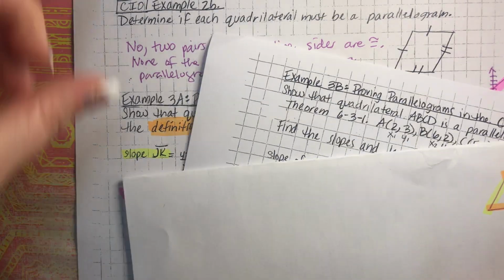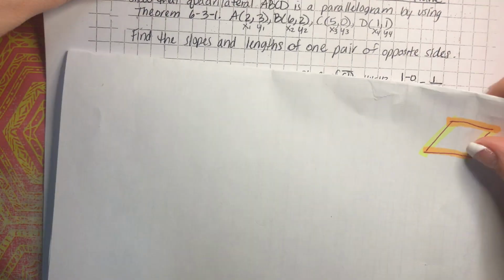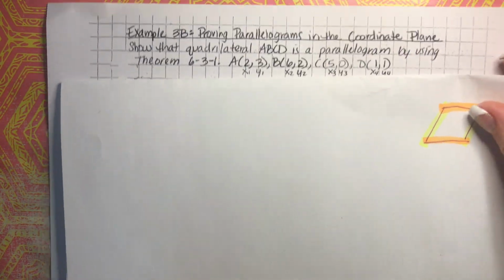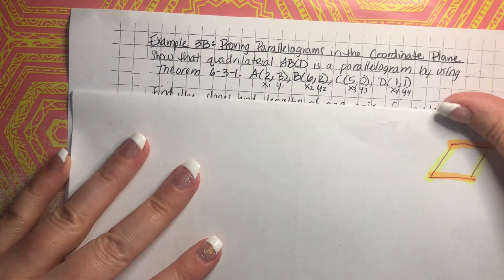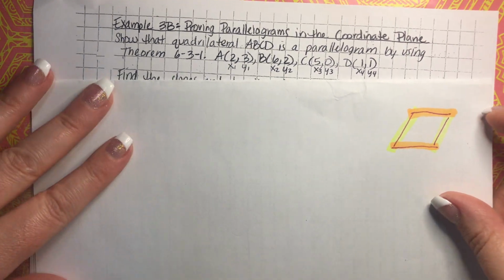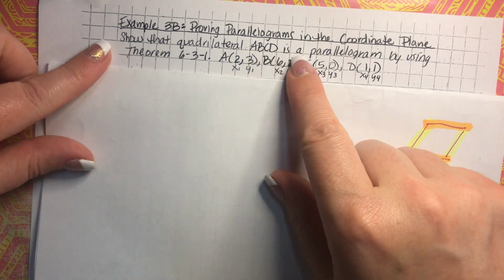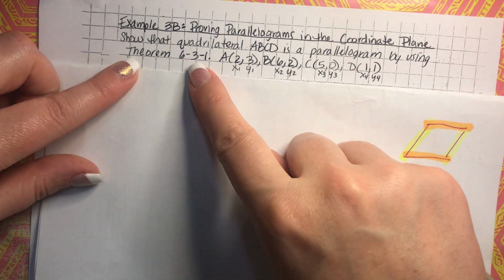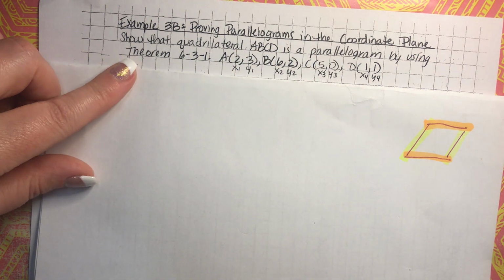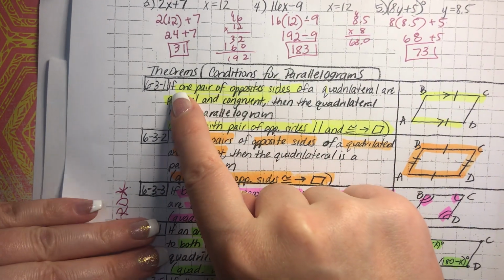Example 3B, and let's see what this one says. Now this one says, show that the quadrilateral ABCD is a parallelogram by using theorem 6.3.1. Okay, what's theorem 6.3.1? Let's look here. So theorem 6.3.1 is this one.